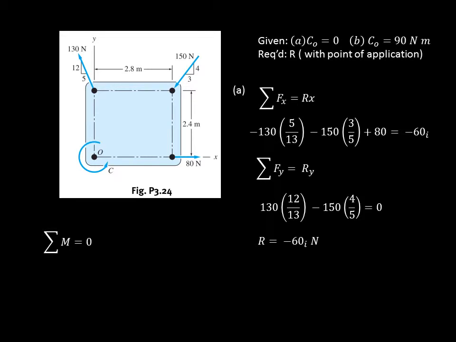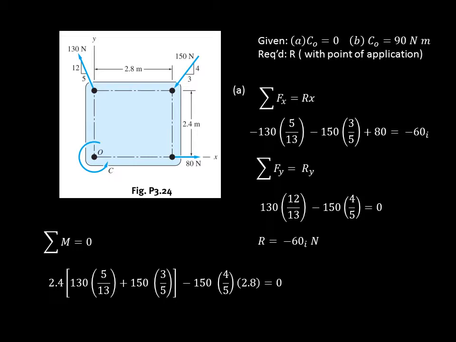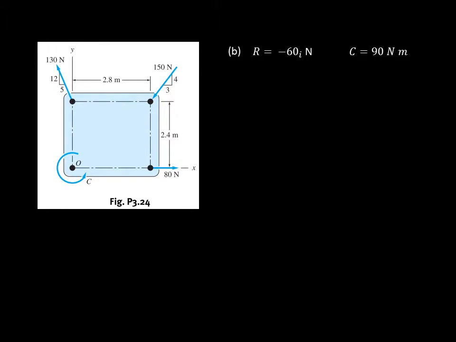Now let us establish the moment equation. If the sum of the moments is 0, then the resultant will lie at this point. If not, we have to solve for its point of application. Since the sum of all moments is 0, then the point of application is point O. Now, let us proceed with letter B.